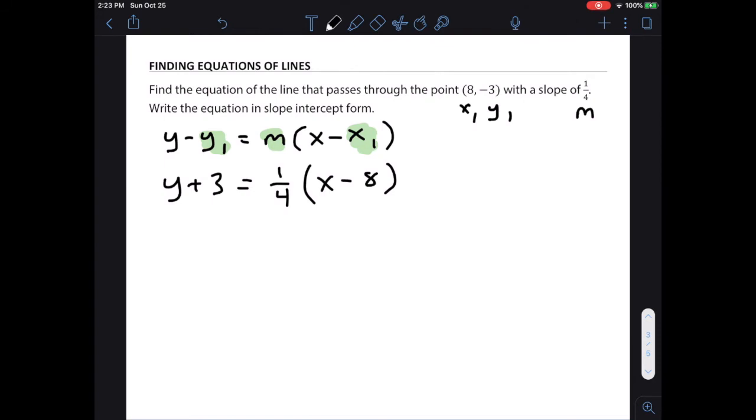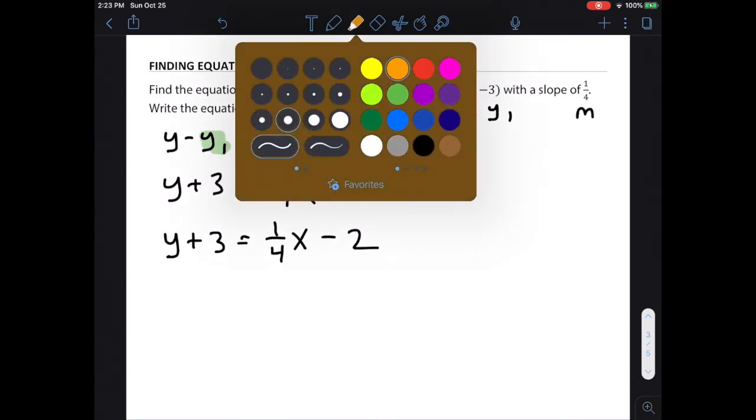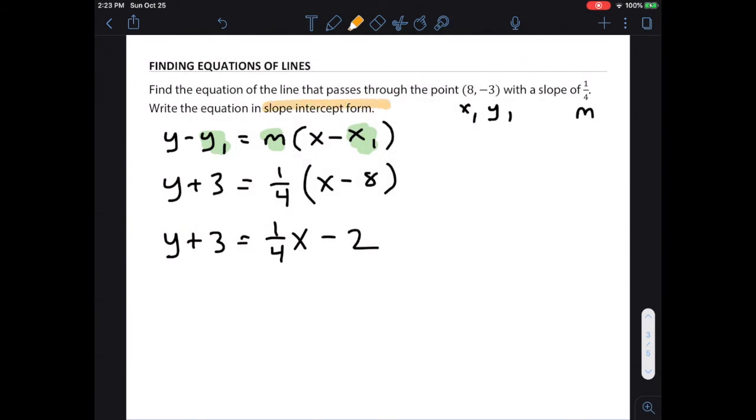Okay, so all we have to do now is distribute the 1/4 to the x and the 8. So we have y plus 3 equals 1/4 x. And then when I distribute to the 8, I know it's going to be negative, so I can write that minus sign in there. But then 8 times 1/4 is essentially 1 times 8 divided by 4, or just 8 divided by 4, which is 2. And then I want to write it in slope-intercept form like it says up here. So I'm going to write the equation in slope-intercept form, that's y equals mx plus b. And so I basically want to get this y by itself, so I'm going to do that by subtracting 3 from both sides.